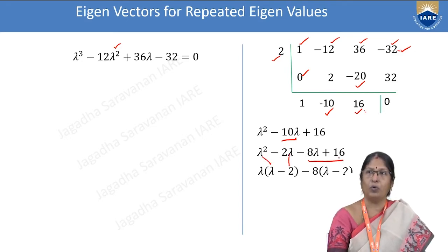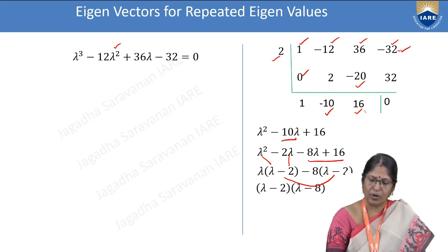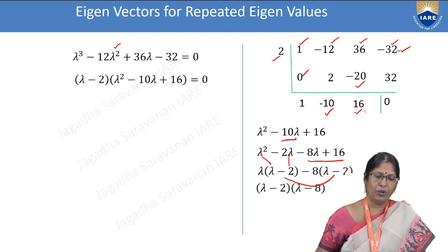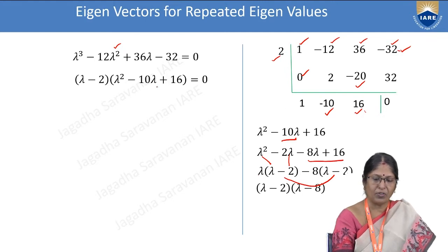In these two, minus 8 is common. The balance is lambda minus 2. Here, both the common is lambda minus 2. So lambda minus 8 it has become. Now, you can see this lambda minus 2. This part is written here.